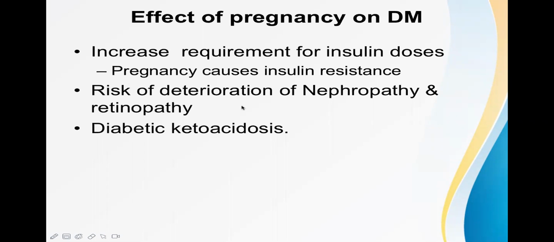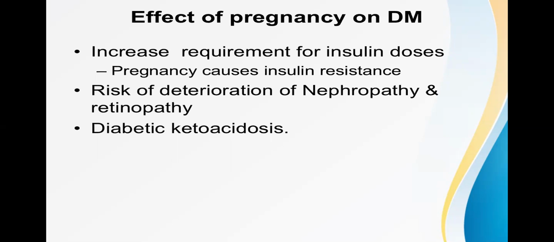Another one, there is a risk of deterioration of nephropathy and retinopathy. If she is already having chronic diabetes or overt diabetes, because of this pregnant state, the nephropathy and retinopathy risk is even further increased because of the hyperglycemic condition. That's it.